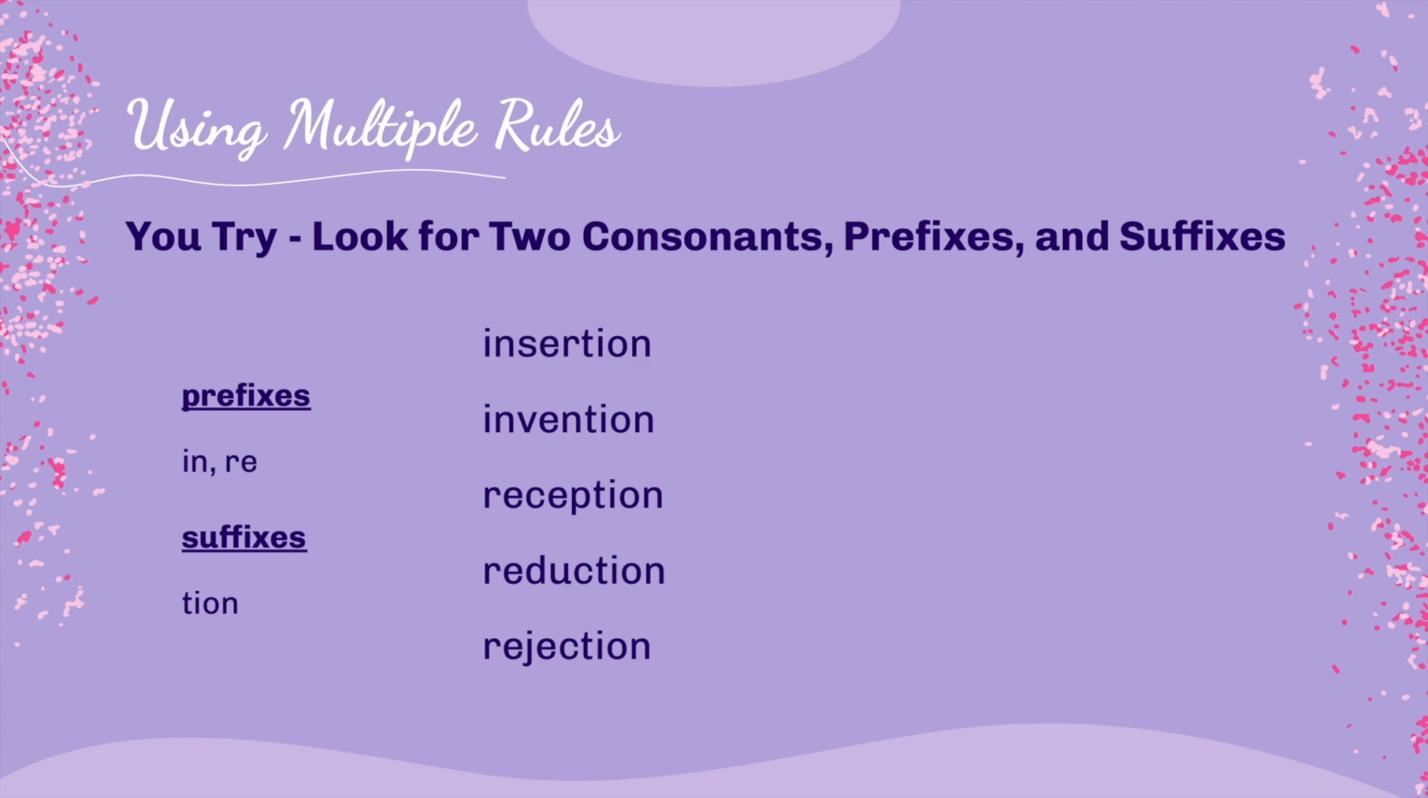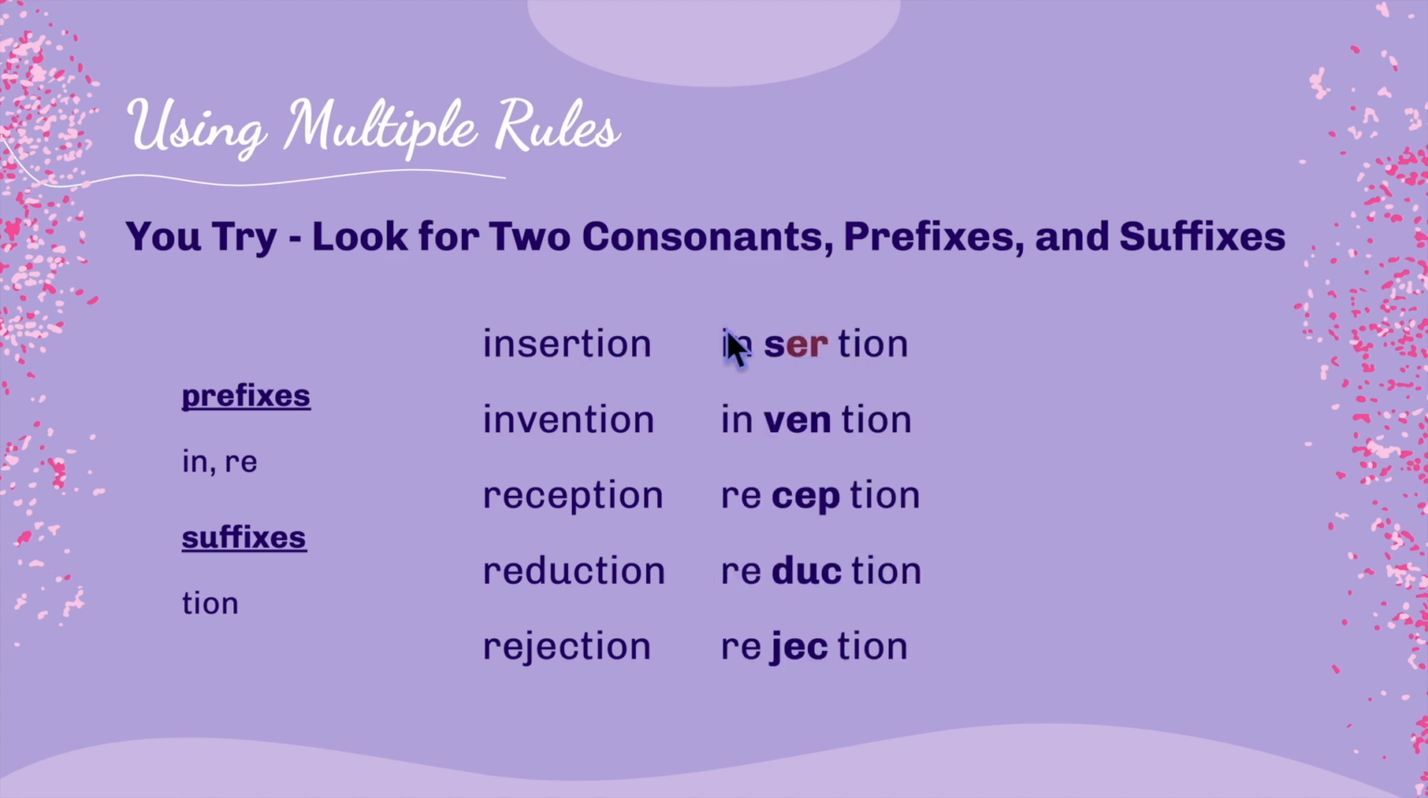All right, try on these words. Look for the prefixes in and re and the suffix shun. We've divided after our prefixes in and re and before our suffix shun. In these four words, we have the vowel in the middle, so they are closed syllables, and we use the short sound. And here, ER says ur. Insertion, invention, reception, reduction, rejection.